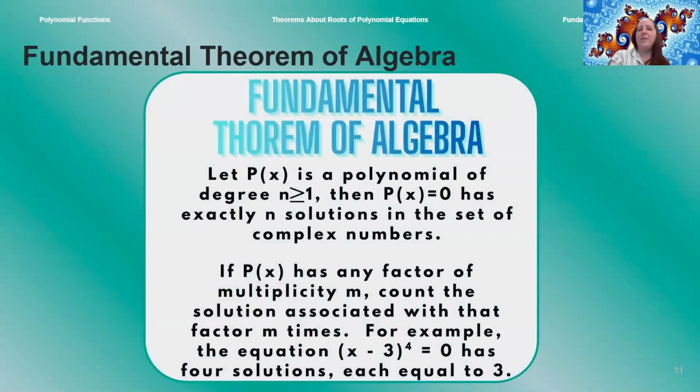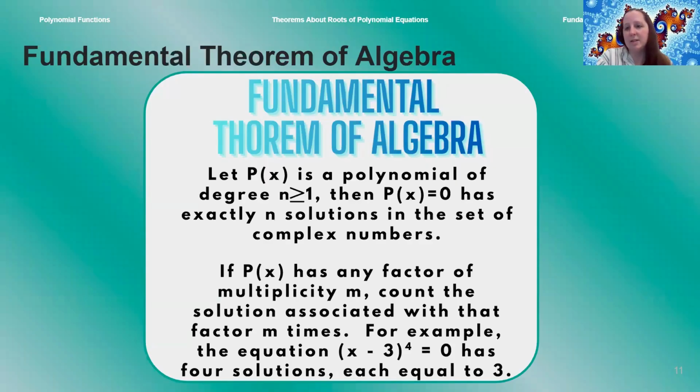The fundamental theorem of algebra states that if p of x is a polynomial of degree n greater than or equal to 1, then p of x equals 0 has exactly n solutions in the set of complex numbers. If p of x has any factor of multiplicity m, I count the solution associated with that factor m times. So for example, the equation (x minus 3) to the 4th equals 0 has 4 solutions.